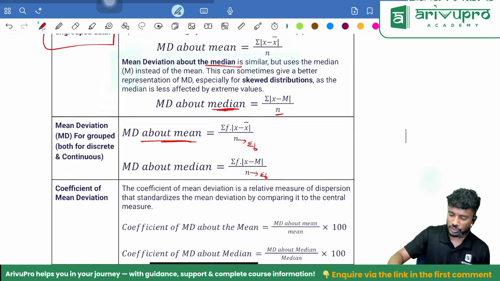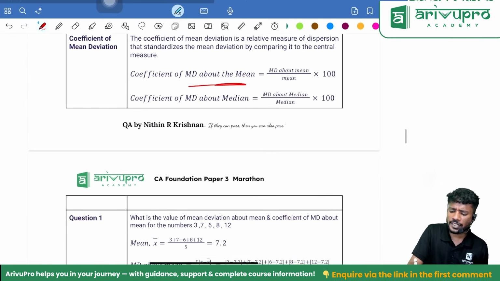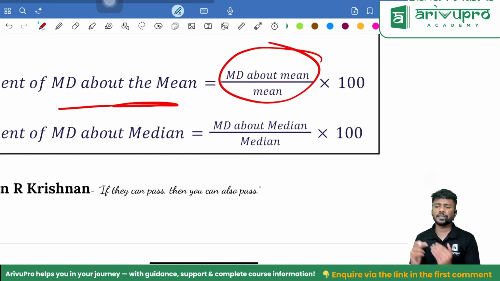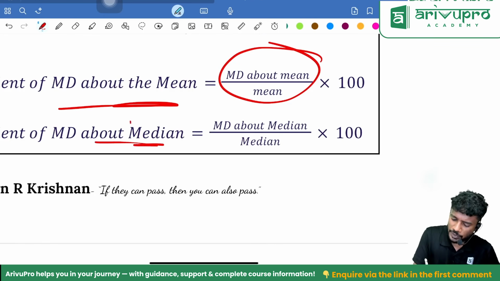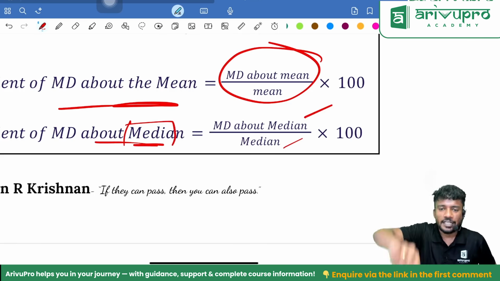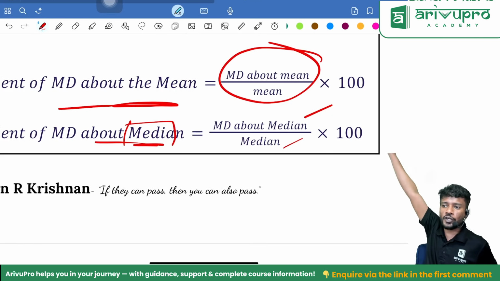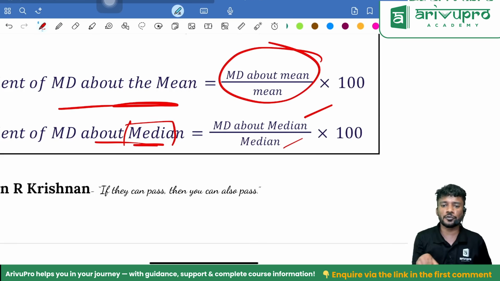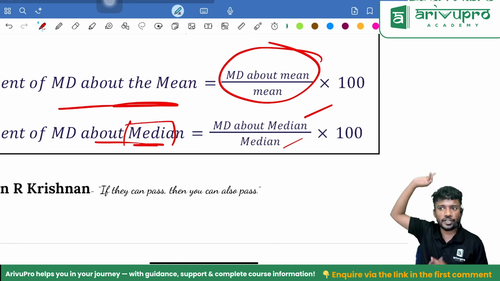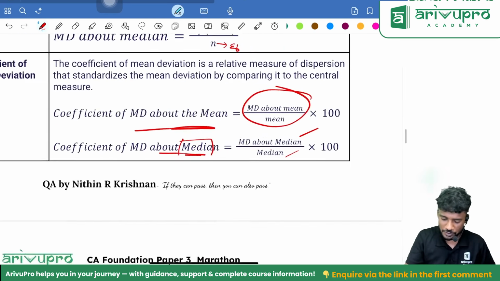Can we solve some questions? Then coefficient of mean deviation about mean is what? Mean deviation about mean divided by mean into 100. Mean deviation about median is what? Mean deviation about median divided by median into 100. The funniest part is, if you don't know how to find median, you cannot solve any question from this. If you don't know how to find mean, you cannot solve questions from this. That's why we learned it like that. In quartile deviation, you should know how to find Q1 and Q3. Otherwise, you will not be able to solve questions from this.